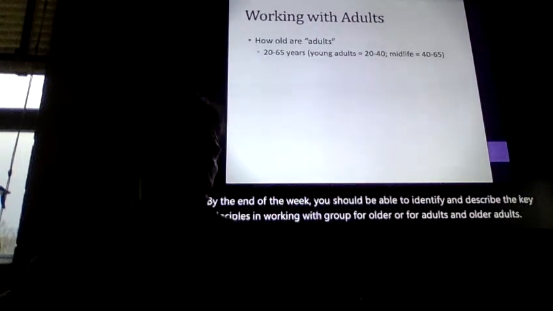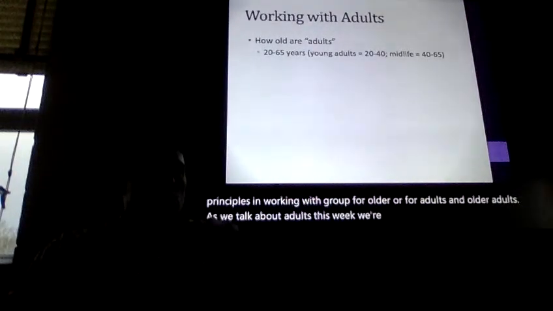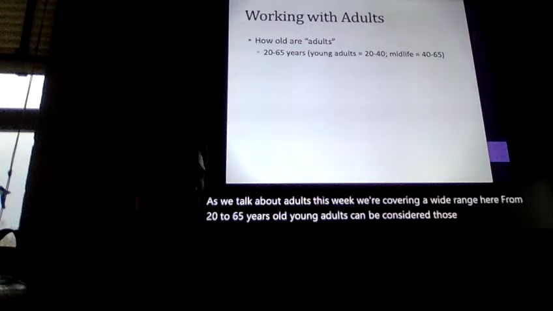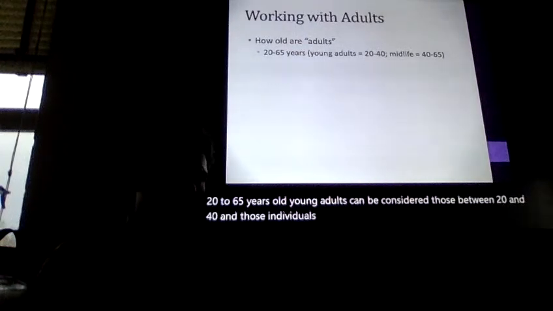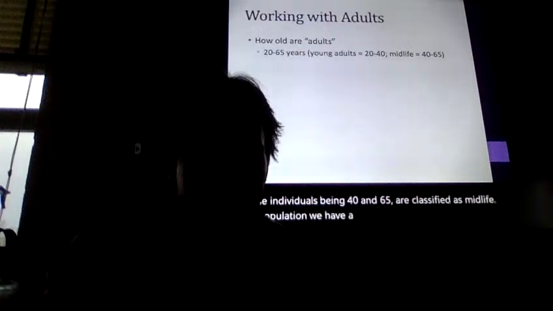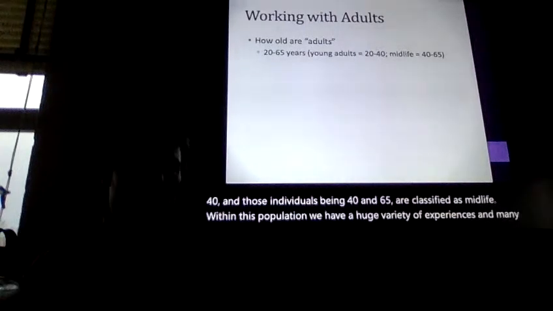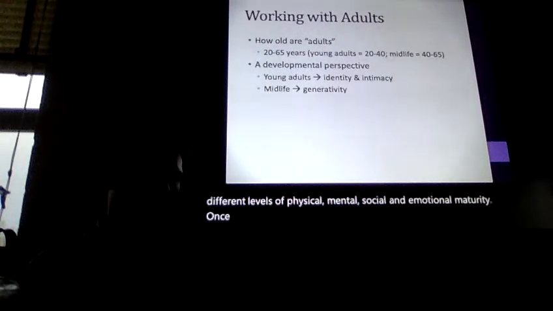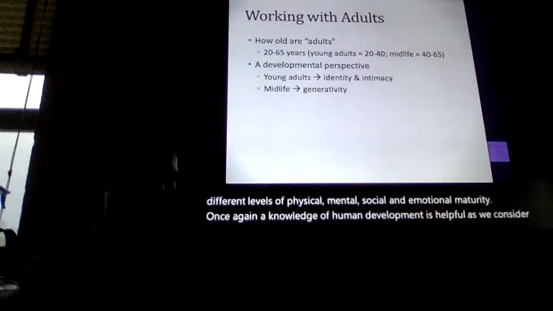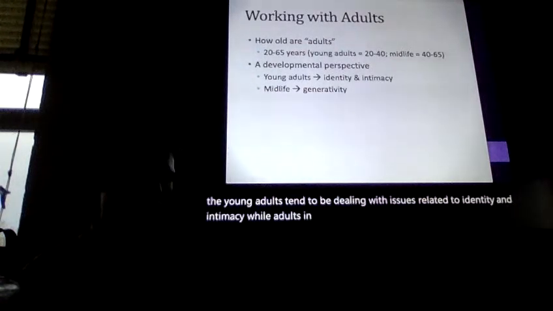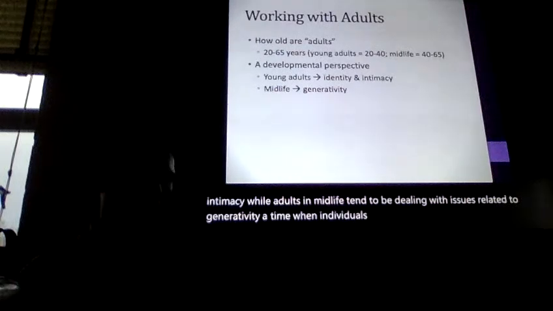As we talk about adults this week, we are covering a wide range here, from 20 to 65 years old. Young adults can be considered those between 20 and 40, and those individuals between 40 and 65 are classified as midlife. Within this population, we have a huge variety of experiences and many different levels of physical, mental, social, and emotional maturity. Once again, a knowledge of human development is helpful as we consider that young adults tend to be dealing with issues related to identity and intimacy, while adults in midlife tend to be dealing with issues related to generativity, a time when individuals consider the contributions they make to the world.